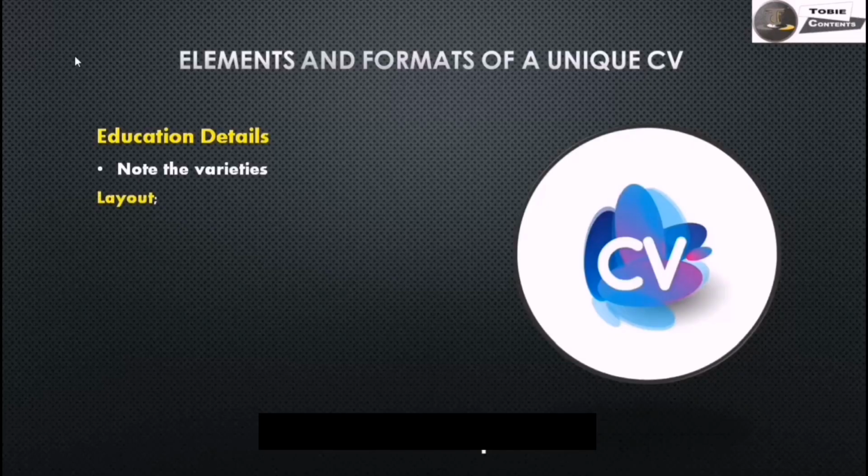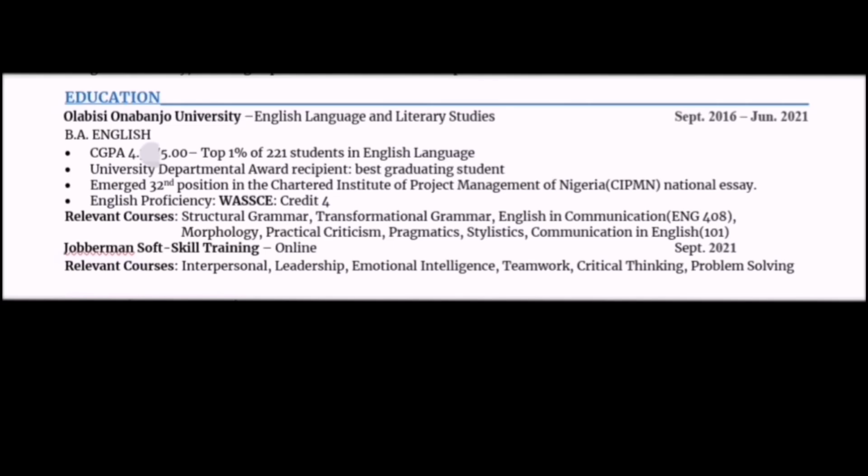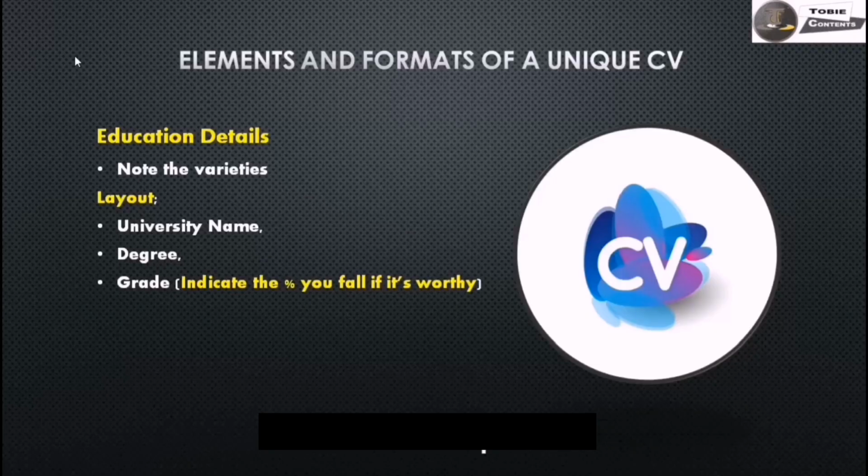So then, the layout for your education: the first thing that you put is your university name, followed by your degree, followed by your grade. In writing your grade, indicate the percent you fall in if it is worthy. If you are one of the top 10 in the class, kindly indicate. If you are in the top 1% of the class, kindly indicate. It's actually one of the ways you can sell yourself. Remember, resume and CV writing is actually a way of marketing yourself, as said by Deborah.